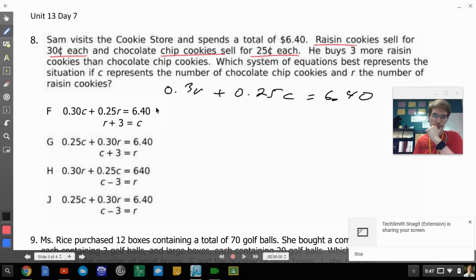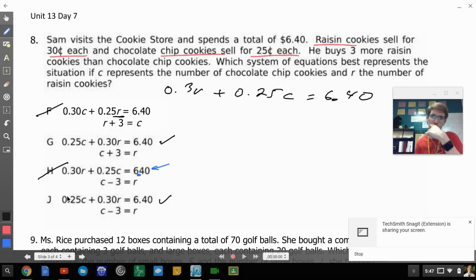So not this one. 0.3R, 0.2. Okay, so far this one is in the running. 0.3R, 0.25C, 640. There's a problem with that. I'll come back to that one. 0.25C, 0.3R, 640. That one's in the running too. What's wrong with this one? Shouldn't take you very long to figure that out. Hint, it's this thing right here. We have $6.40. H is out. Okay, so G and J.